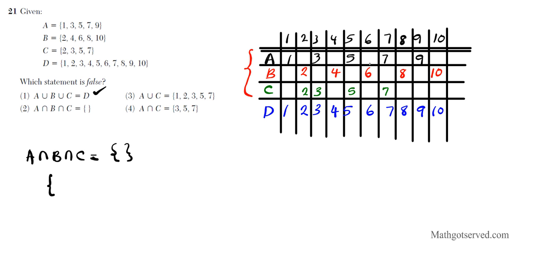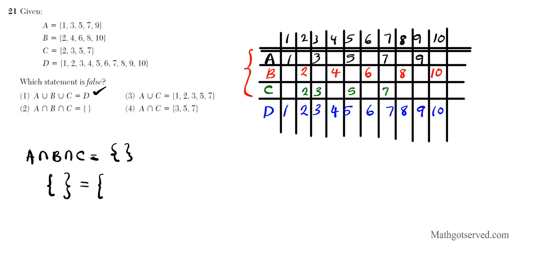5 is missing in B. 6 is missing in A and C. 7 is missing in B. 8 is missing in A and C. 9 is missing in B and C. And 10 is missing in A and C. So there isn't any one element that's present in all three. Hence, the intersection of the three sets is the empty set or the null set.